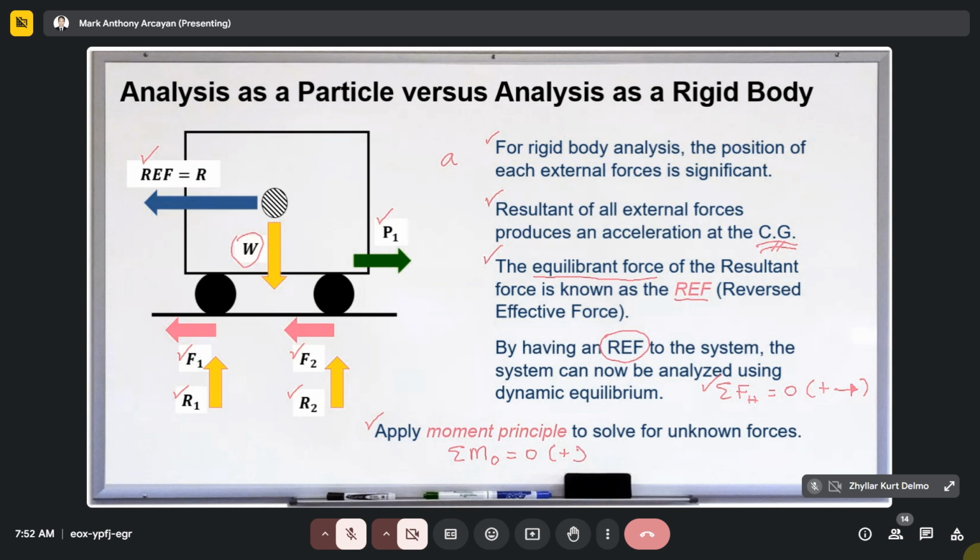Then you take positive if the force will produce a counterclockwise moment. Again, it is zero because in this lesson, we neglect rotational motion. We'll focus on translational motion. That is why this one is still valid. The net moment will not produce any rotational acceleration. Okay, so these are the steps that you're going to carry out when you analyze a rigid body.